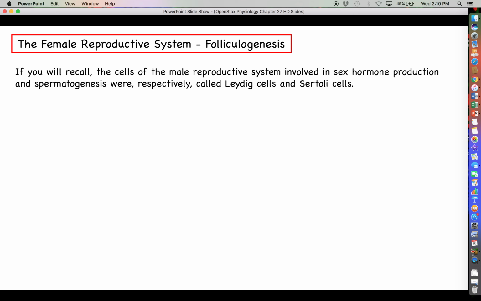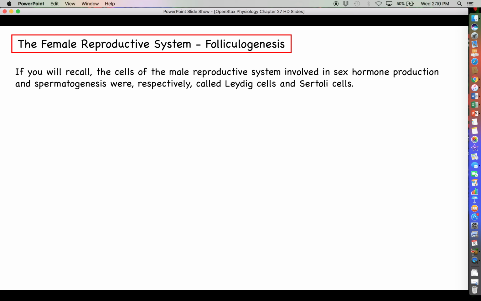So we are going to split up the female reproductive cycle into 3 different phases. The first is called folliculogenesis, the second is ovulation, and then the third is called the luteal phase. So we're going to talk about them one by one as they occur in chronological order, and we will talk about all the cells and the hormones that are involved.